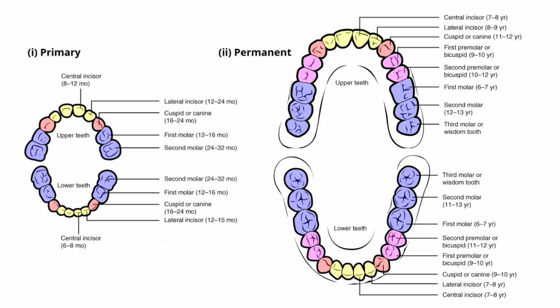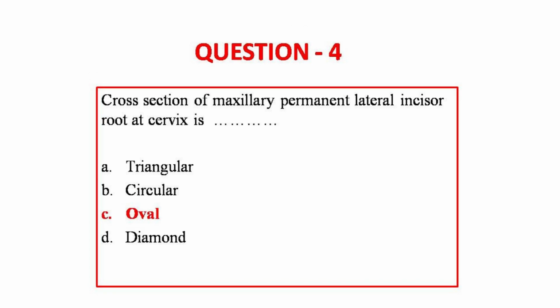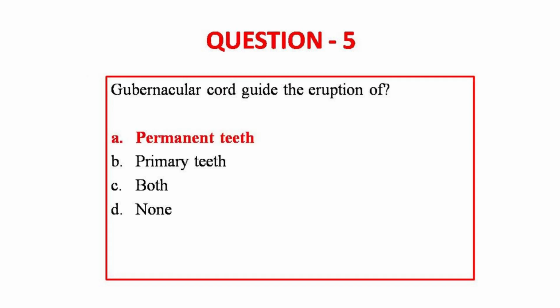Moving on to question number 4. The cross section of maxillary permanent lateral incisor root at cervix is, they've given 4 options: triangular, circular, oval, and diamond. The answer to this question is oval. So moving on to question number 5. The gubernacular cord guides the eruption of, they've given 4 options: permanent teeth, primary teeth, both, and none. The answer to this question is permanent teeth.